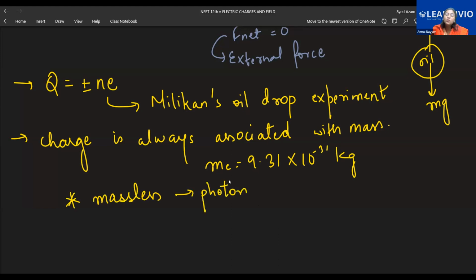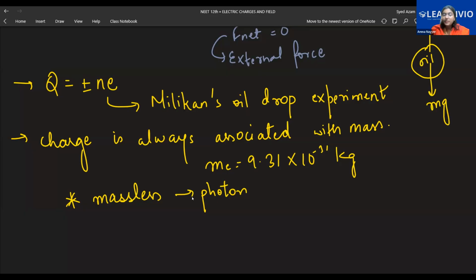The rest mass of a photon is zero. Mass depends on the velocity, the speed. You need not go into the details. But yes, mass can exist without a charge. Charges are always associated with mass. One exception I have told you: if you want a massless quantity, it is the photon, whose rest mass is zero. But in general, charges are associated with mass.